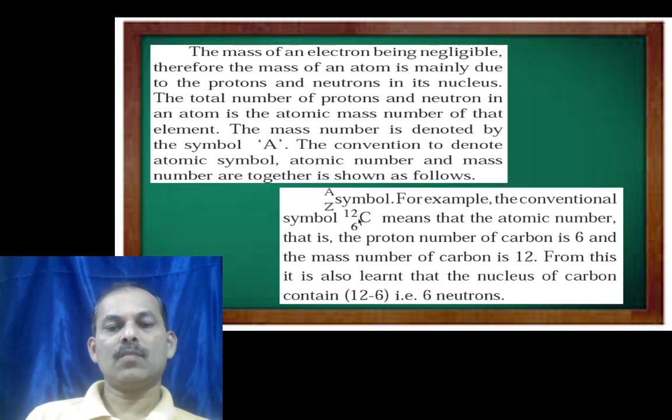Here you have to write the symbol of that element. It means that the atomic number, that is the proton number, of carbon is 6 and the mass number of carbon is 12. From this, it is also learned that the nucleus of carbon contains 6 neutrons, that is 12 minus 6.